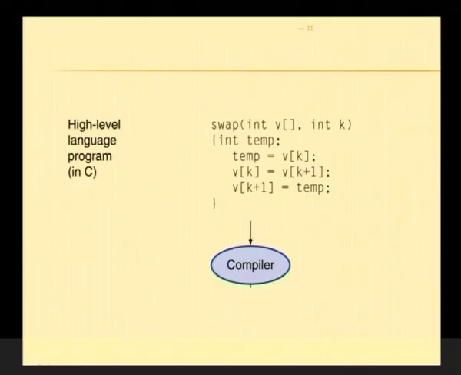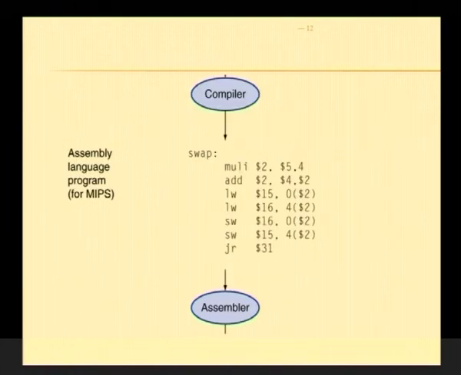Now, let's take a closer look at how this translation from high level language to machine code takes place. There is an intermediate step there, which we call the assembly language. So, let us look at what happens in this sequence.